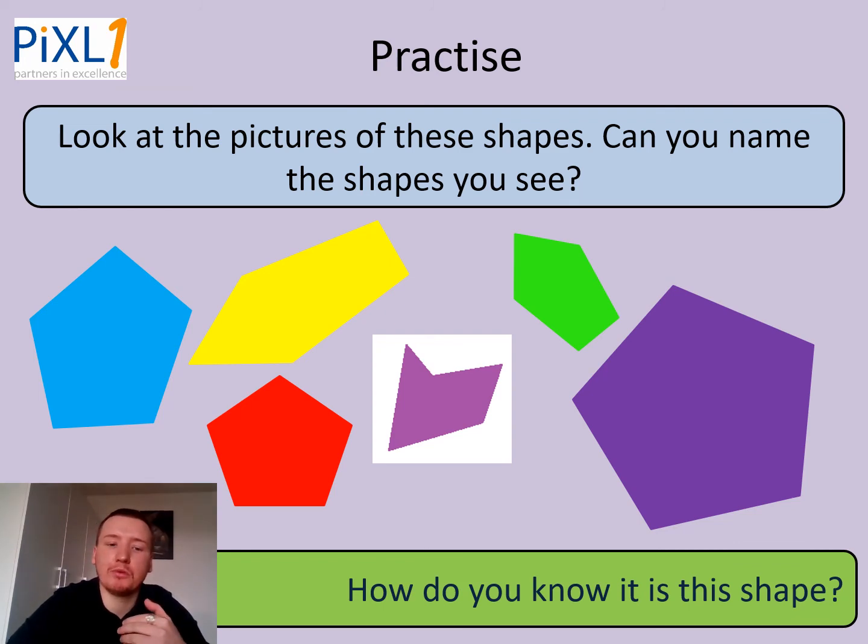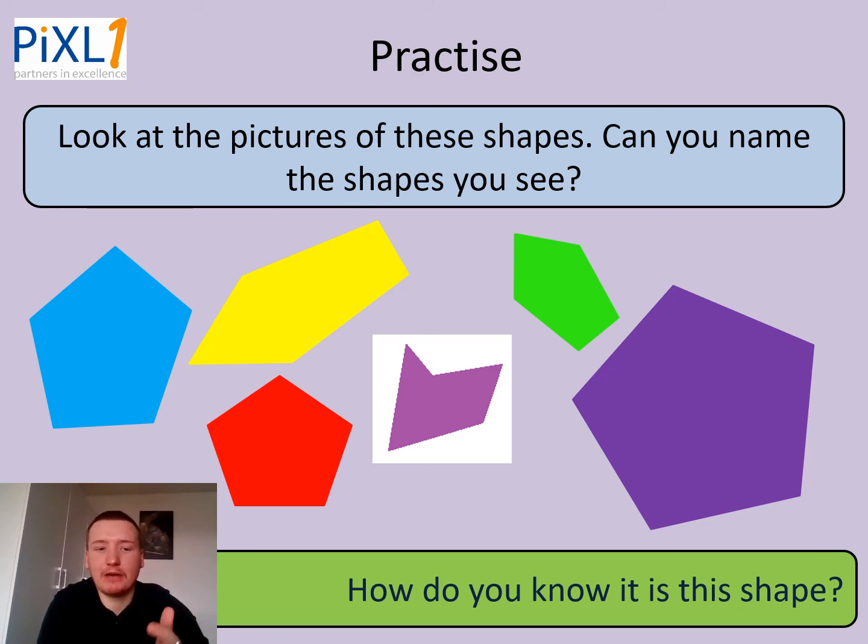So for my example, we're going to focus on the blue shape. So everyone point to the blue shape. The first thing I need to do whenever I'm looking at a shape to identify the name is count each side that the shape has. So let's count together. We've got 1, 2, 3, 4, and 5 sides. So this blue shape has 5 sides.